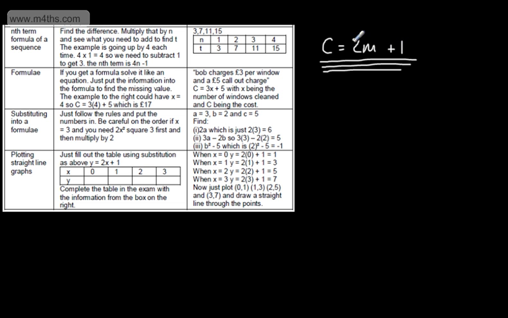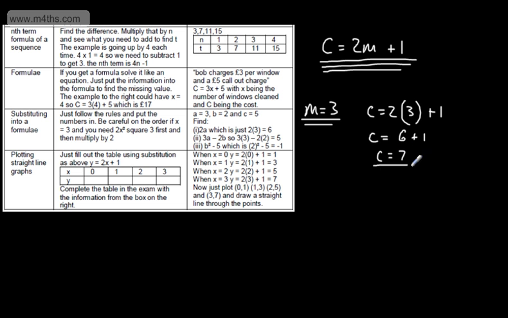Let's look at an example. Let's substitute in when m is equal to 3. What we might want to do is find the value of c. So c would be equal to 2 lots of 3 plus 1. c would be equal to 6 plus 1. So c would be equal to 7. So this is a formula, and this is just substituting a number in. I'm going to define this later. We'll do a couple more of these. Let's say another one.